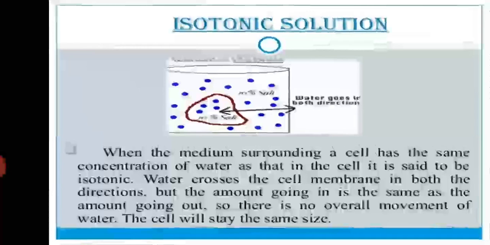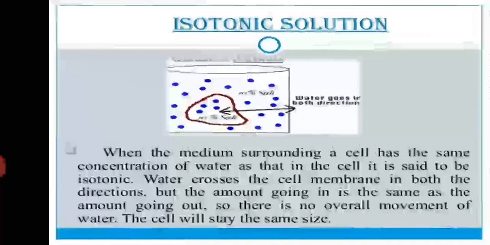An isotonic solution is a solution in which the amount of water is equal inside the cell and outside the cell as well. That means the amount of water is the same in the environment and the cell, due to which the flow of water to or from the cell does not take place. That means the cell remains as it was. So it is termed an isotonic solution, in which the medium surrounding a cell has the same concentration of water as that in the cell, and it is said to be isotonic.